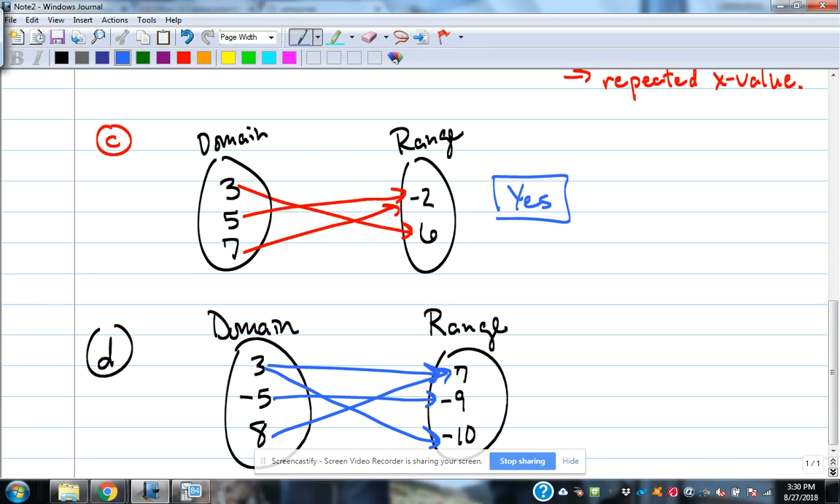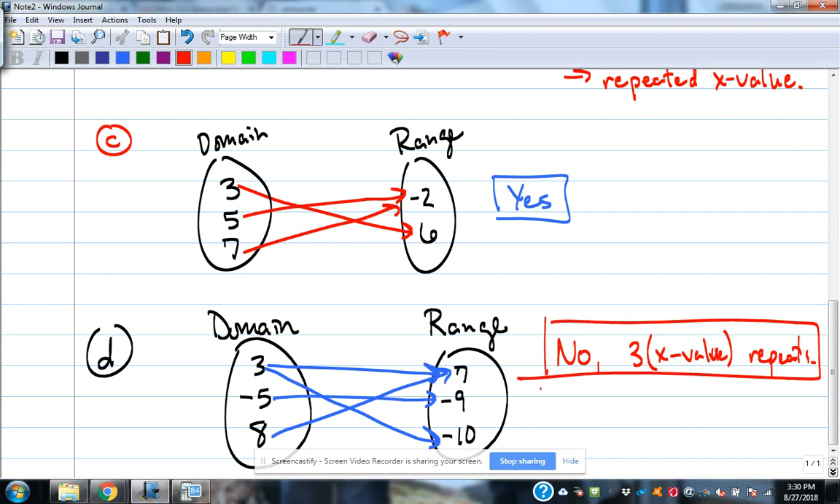Is that a function? No. Why? Yeah, that domain value of 3, the x value of 3 repeats. So that's why it's not a function. So we got a repeated x value.